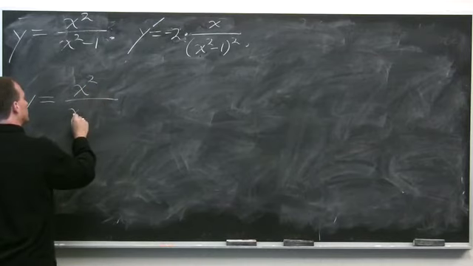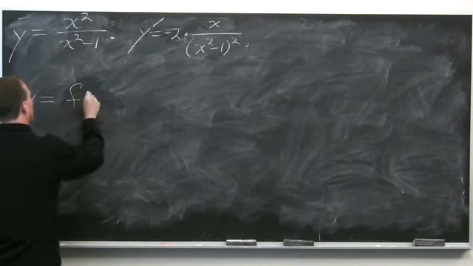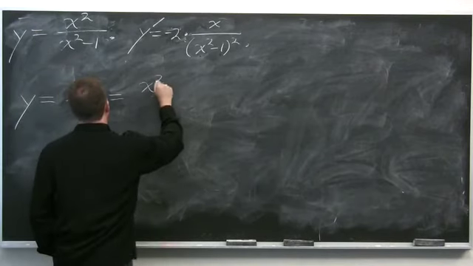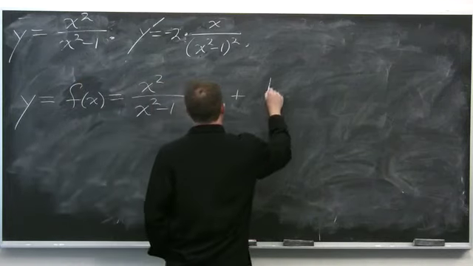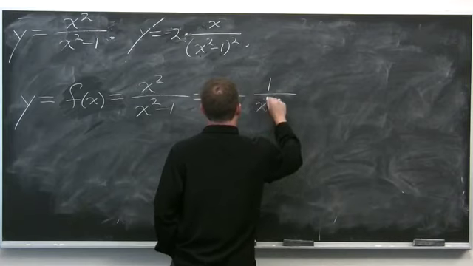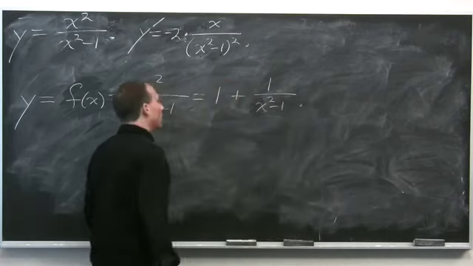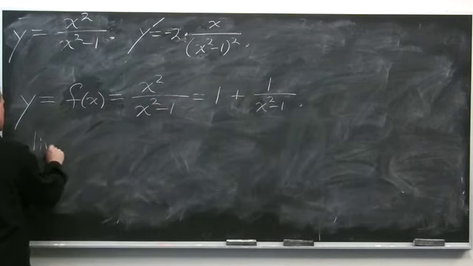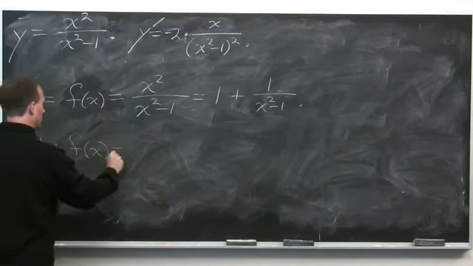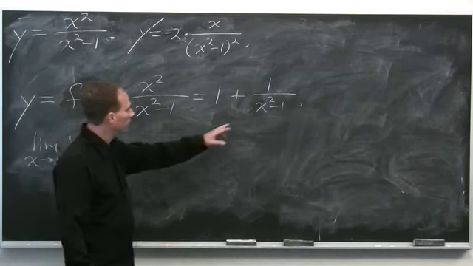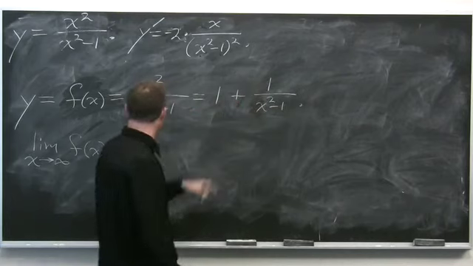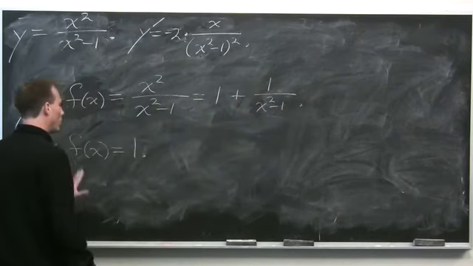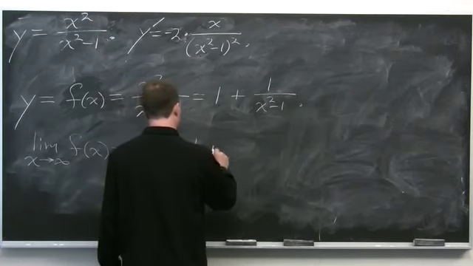So we go back to our original function, f of x. So f of x is x squared over x squared minus 1, which we also wrote as 1 plus 1 over x squared minus 1. What is the limit as x approaches infinity of f of x? As x goes to infinity, this denominator goes to infinity. 1 over that, 1 over infinity, goes to 0, and we're left with 1. So this means y equals 1 is a horizontal asymptote.